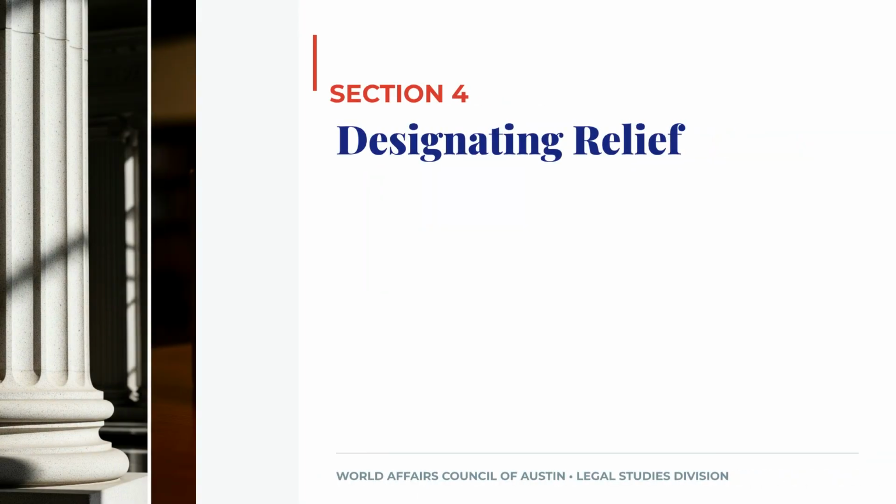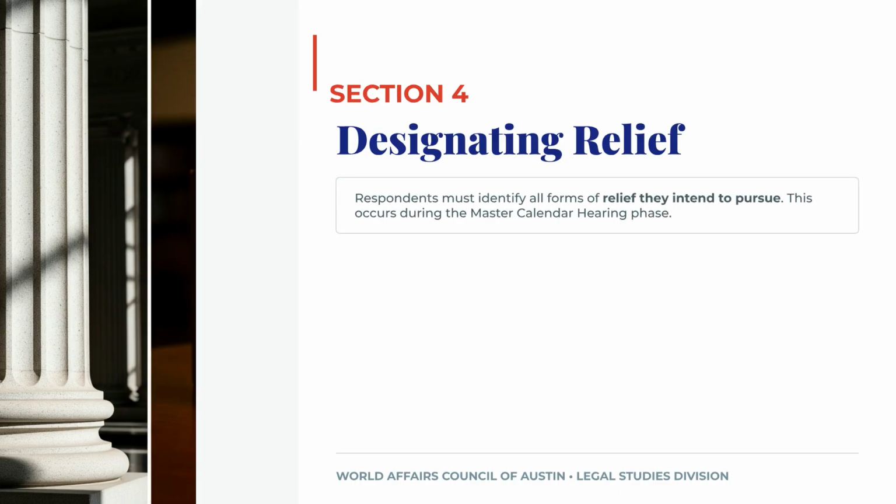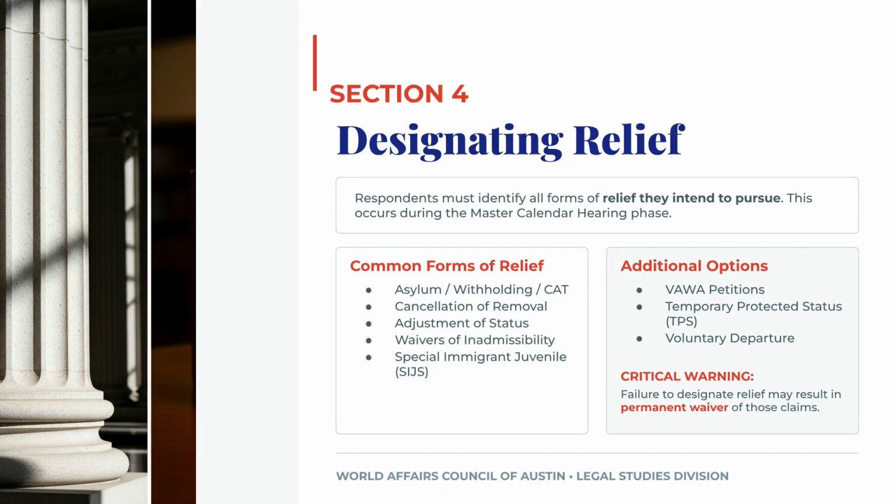Respondents must identify all forms of relief they intend to pursue during the MCH phase. Common forms include asylum and cancellation of removal. Failure to designate relief can result in a permanent waiver of those claims.